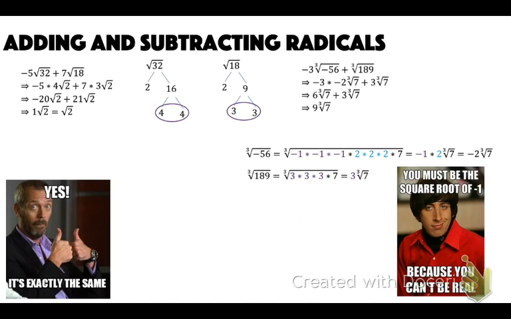Cool. You must be the square root of negative 1 because you can't be real. So I'm going to get into this next time, and you've probably done this last year, but remember the square root of negative 1 equals i. Whoa, that was the weirdest i I've ever tried to draw. So the square root of negative 1 is i, but the cube root of negative 1 is negative 1. Okay?